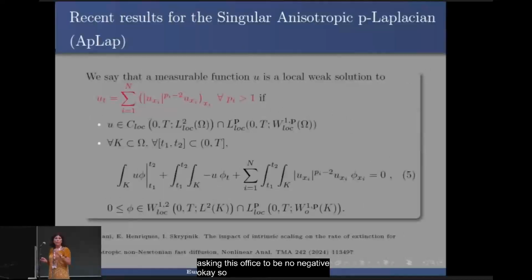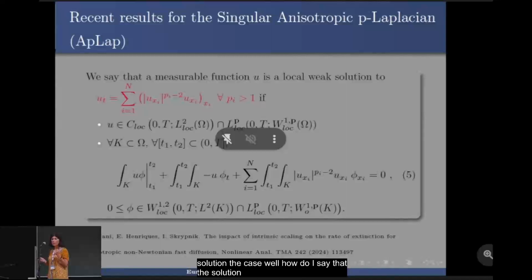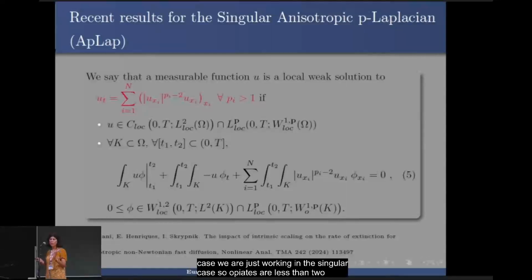So once again, what do you mean by weak solution? Okay, set that kind of initial starting point. What we could prove was that with this notion of local weak solution, we were able to prove Harnack type inequalities. And from those Harnack type inequalities, we could present how the solution decays. Well, how do I say that the solution decays? We are just working in the singular case, so all p_i's are less than 2, between 1 and 2.